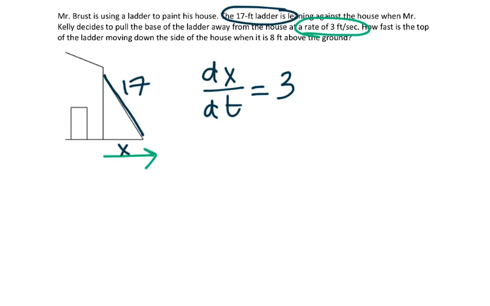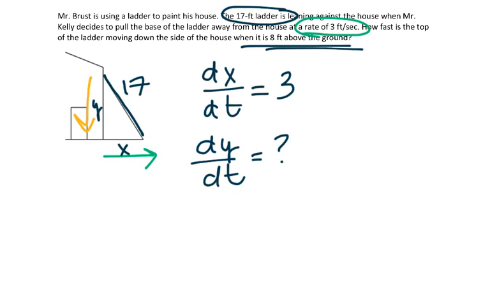Then it says, how fast is the top of the ladder moving down the side of the house? Alright, so we're moving down this way. That's vertical, so let's just call that y, since that's what we're used to. So we're looking for how fast it's moving down the side of the house when it is 8 feet above the ground. We don't know how fast it's moving, so we don't know dy/dt. That is what we're looking for. But we want to find it when y is 8.